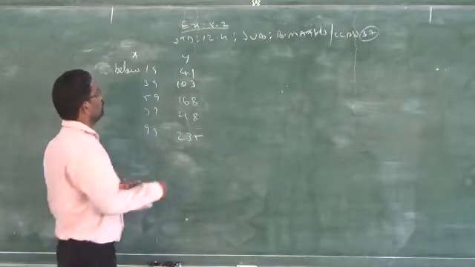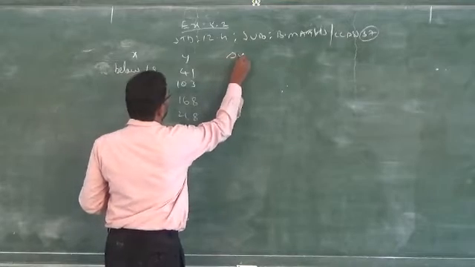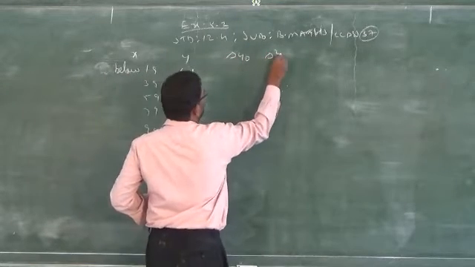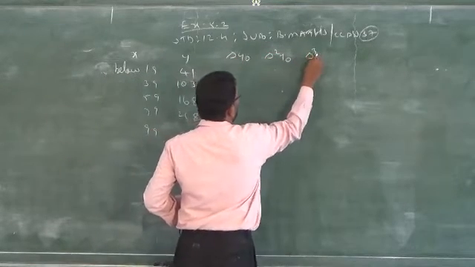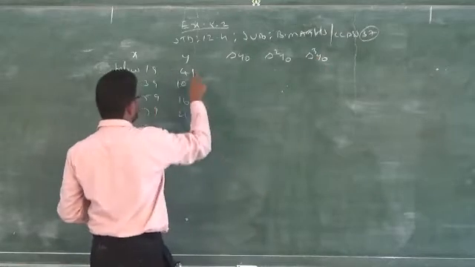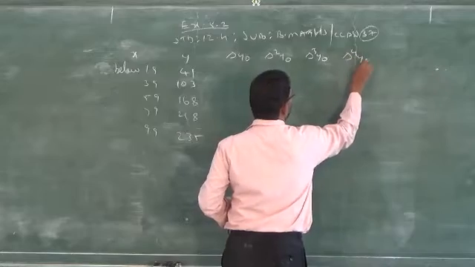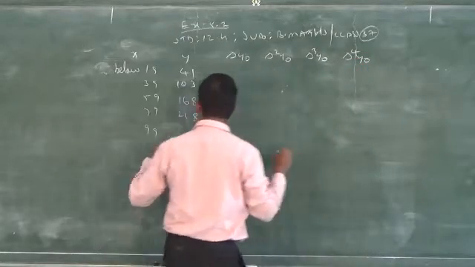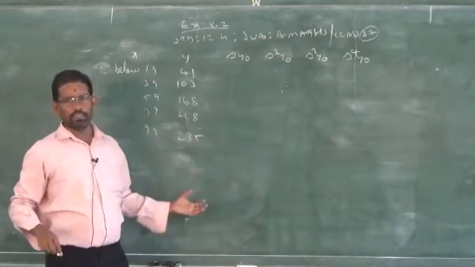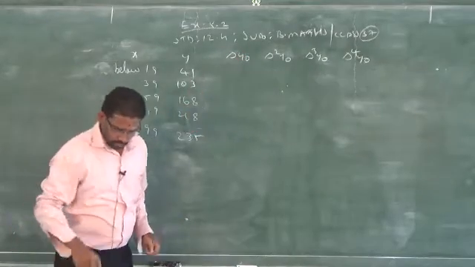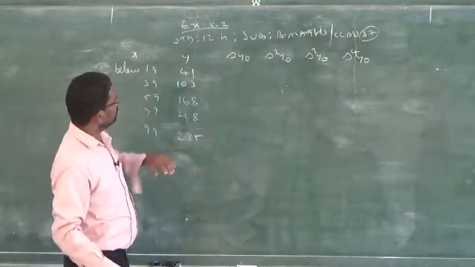Then, as usual, you have to open the tabular column: delta y naught, delta square y naught, delta cube y naught. 1, 2, 3, 4, 5. These 5 data are given, so you have to write up to 4. If it is 6, you have to write up to 5. Clear? Now you have to find delta y naught.